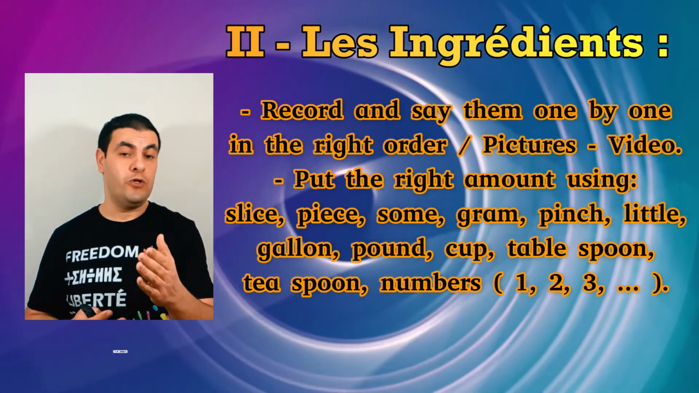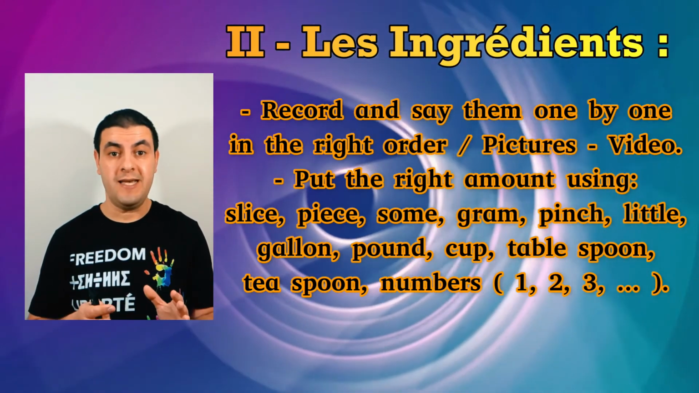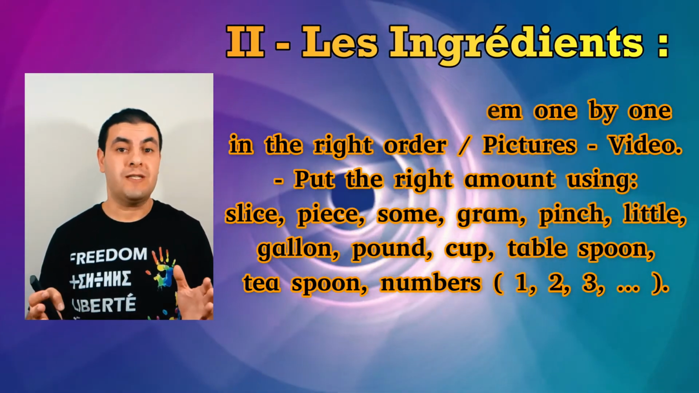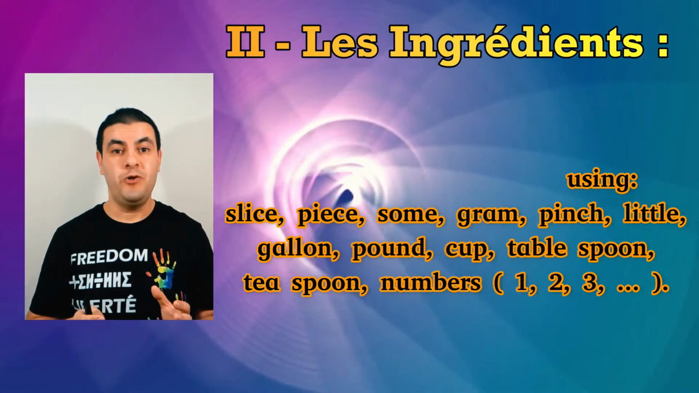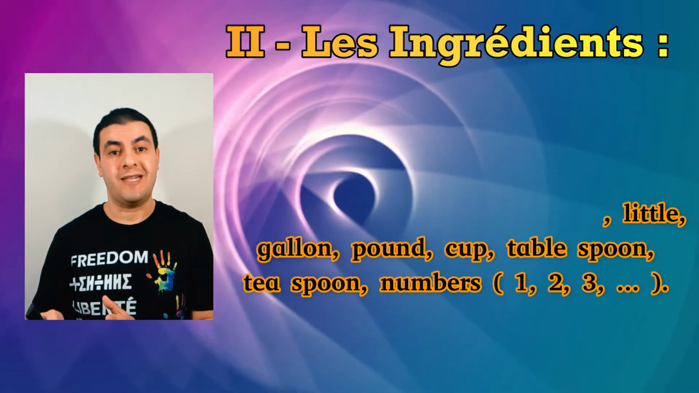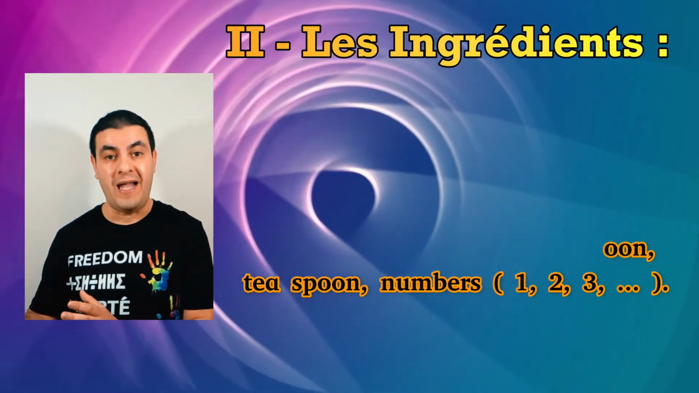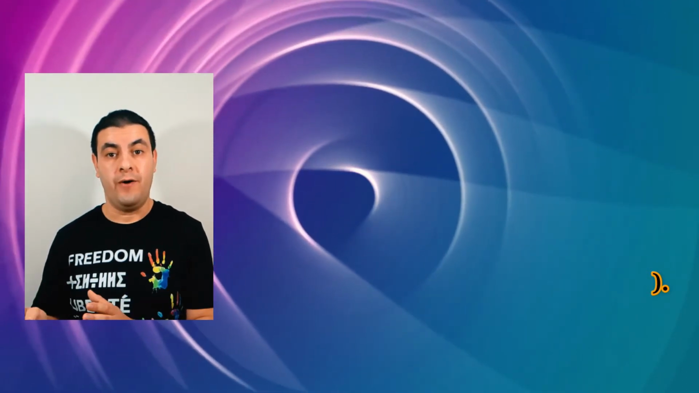For example, for le sandwich de dinde, for the turkey sandwich, if we need 2 slices of tomato, you can put a picture of a whole tomato, but you say that you need only 2 slices. 2 tranches de tomate, 2 slices of tomato.